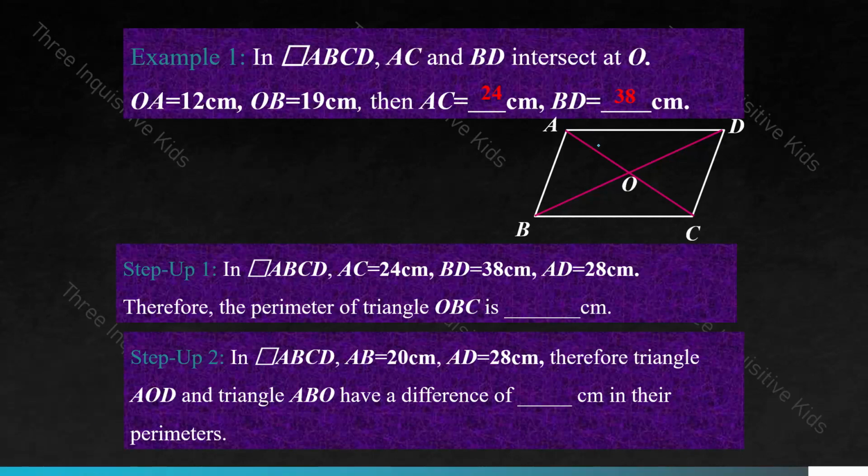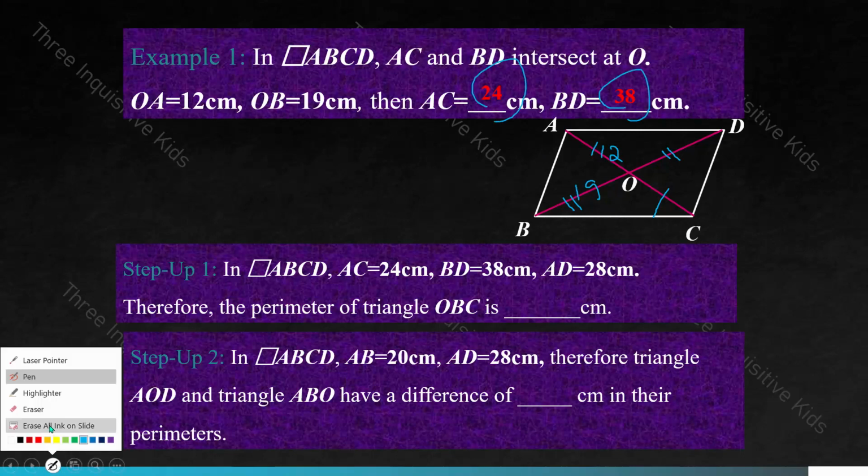We can first label OA 12 centimeters and OB 19 centimeters. Since we know that these two line segments are the same and these two are the same, we can just double 12 and double 19, which gives us respectively 24 and 38. Now there are two variations of this problem.